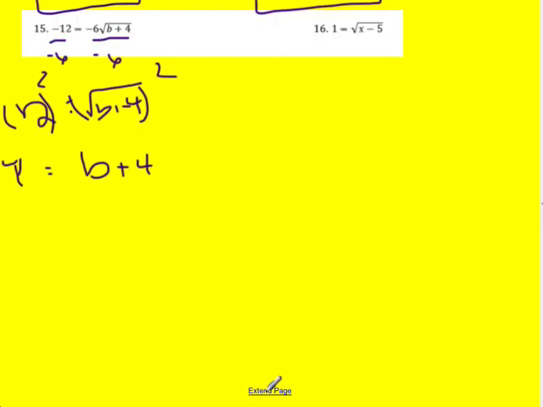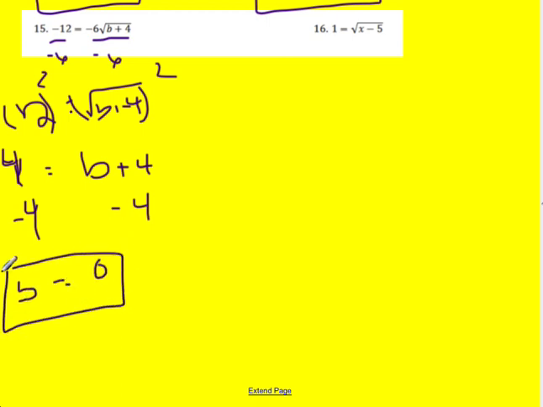So then I'm going to go ahead, wow, that's an awesome looking 4. And then I'm going to subtract 4 from both sides. And 4 minus 4 is 0. So you end up getting b is equal to 0 for your final answer for number 15.